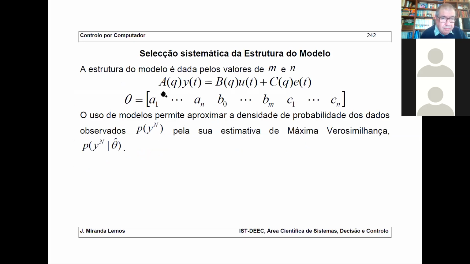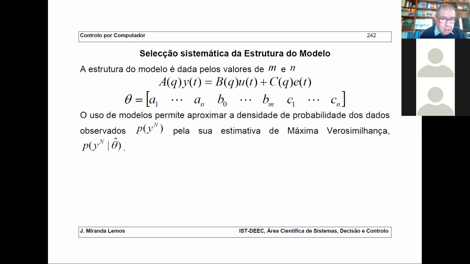So suppose that you have your model with polynomials A, B, and C. C works for the noise. This is the so-called ARMAX model. So you have the autoregressive part, the exogenous part, the X part. Exogenous variable is the control variable that comes from the outside. And the moving average part, which is the moving average of the noise. That's why this is called the ARMAX model. Okay?